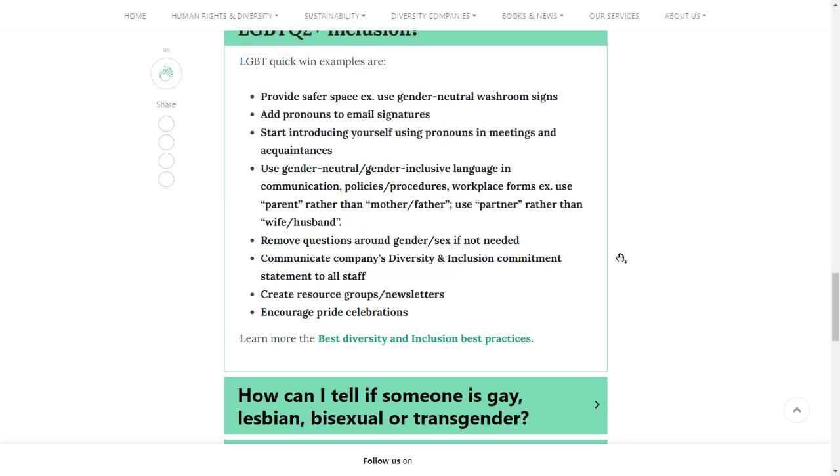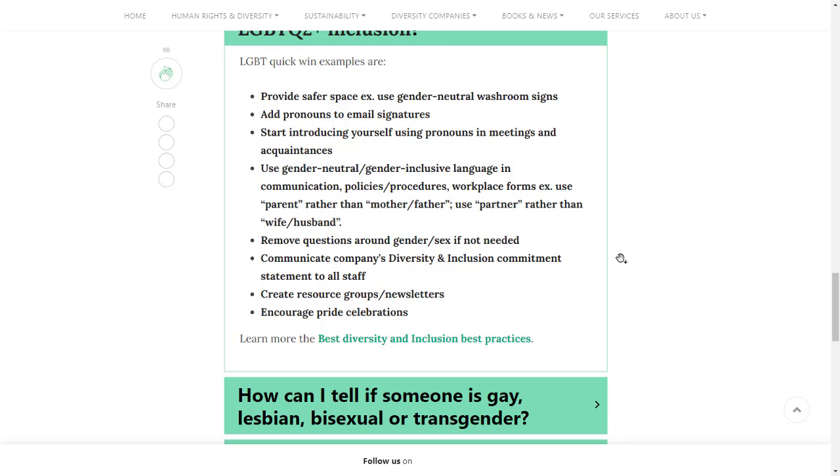You can use gender-neutral language in your communication policy, procedures, workplace forms, or you can remove questions around gender or sex if not needed. Or on the other hand, you can provide a more comprehensive list of genders for employees to select from.